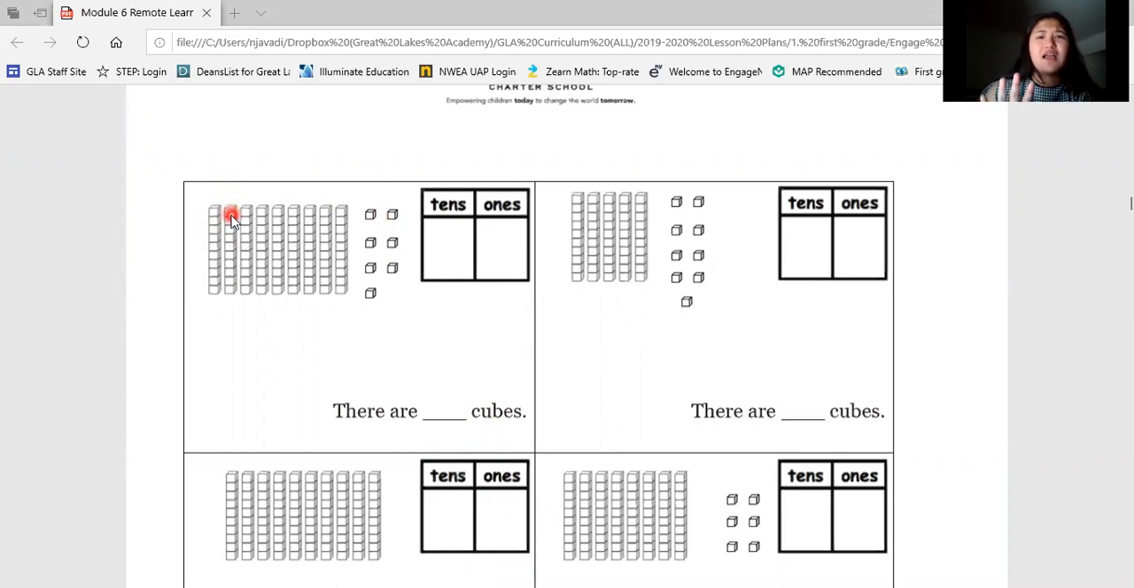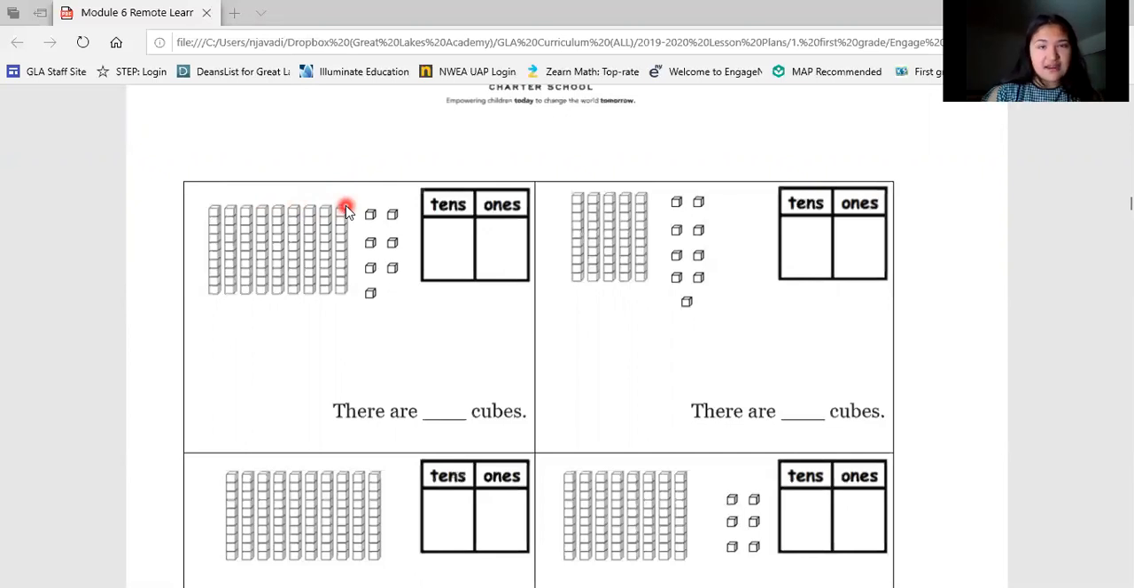Wait, pause. Why am I counting by tens? Why don't I count it 1, 2, 3? Go ahead and shout out your answer now. I'm listening. That's right, because these are tens, so we count by tens. Nice job. Let's count them. 10, 20, 30, 40, 50, 60, 70, 80, 90.